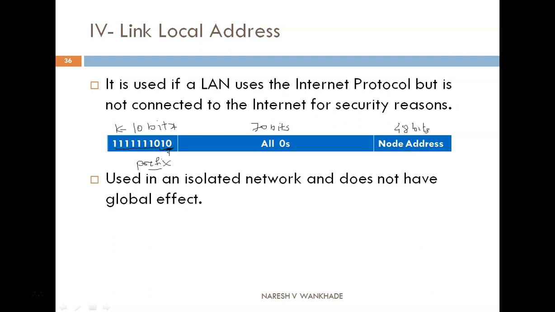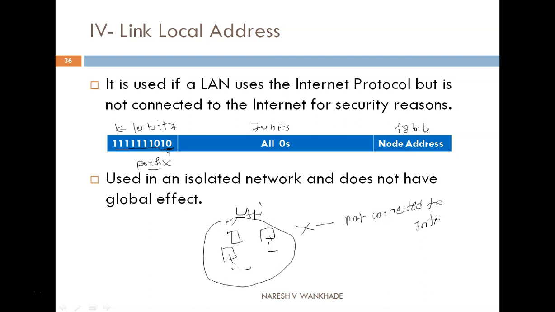Now these link local addresses are particularly used in a local area. This is the local area. The devices inside this local area are interconnected with each other. Means all these devices are in a network, but this complete area is not connected to the internet. Means this complete area is isolated. Because of this, it doesn't have any global effect.